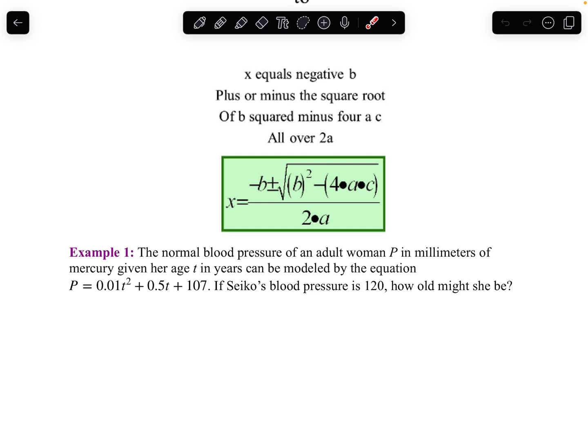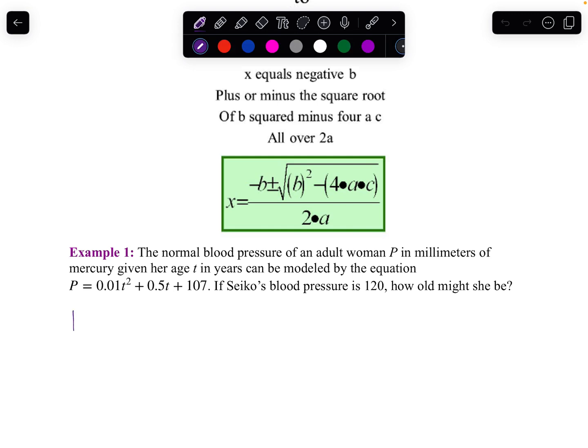Now, if we take a look at example 1, we've done most of the other examples in Discovery. It says the normal blood pressure of an adult woman, P millimeters of mercury, given her age in T years, can be modeled by this equation. If Seiko's blood pressure is 120, in other words, in my equation, I'm going to replace P with 120 equals 0.01 T squared, which is actually our X then, isn't it? Plus 0.5 T plus 107.